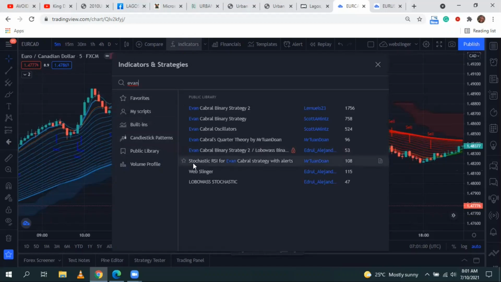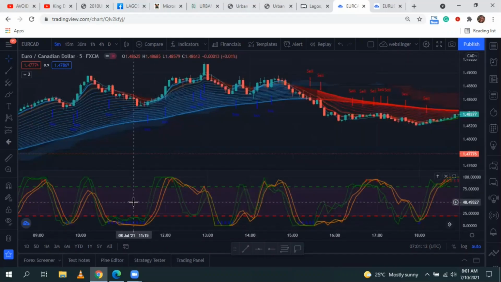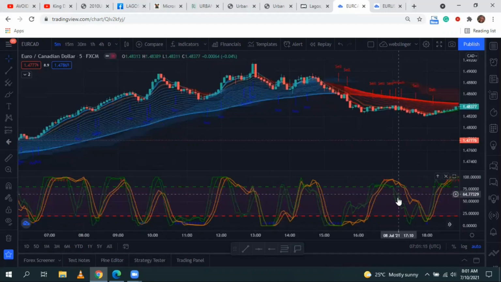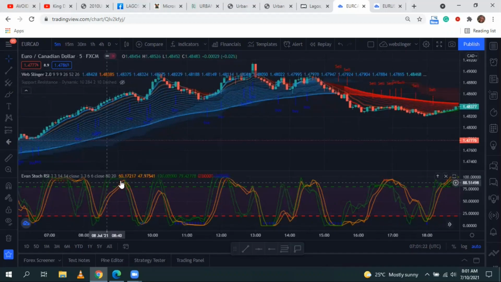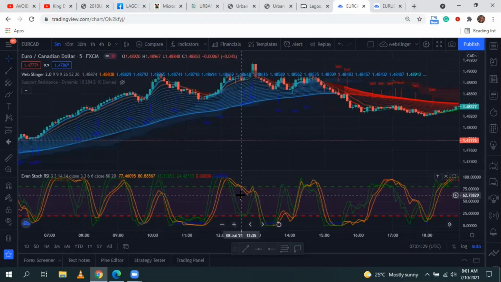Now, you can add this stochastic RSI. Just add the stochastic RSI. Once you click it, it gives you this. You don't really need to sell or buy on this. You don't need it. We are just using two indicators right now. The Webslinger itself is just an indicator. We have added one more, so you have a chance to add one more, but we won't go into that now. So you come to the settings of this, right?